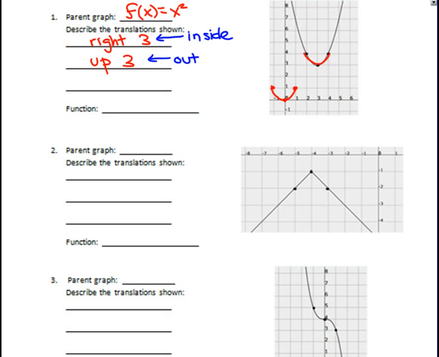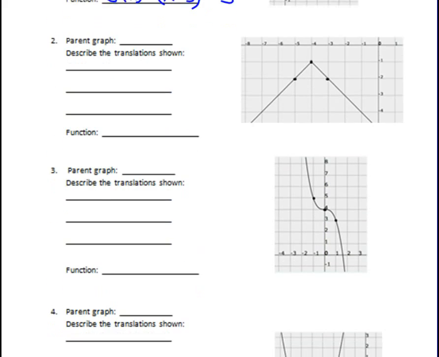So let's write this. We know that f of x is going to equal, now we need to put that right 3 on the inside, so we know it's got to be x, and right we think opposite, so minus 3 when it's on the inside, squared, up plus 3. All right, let's show some more examples here so you guys can get a little hold of it.